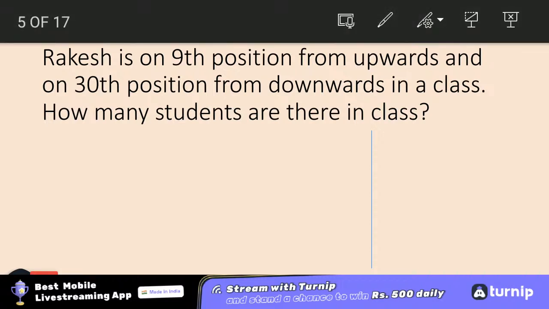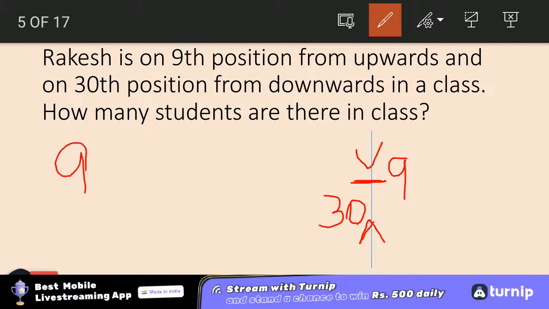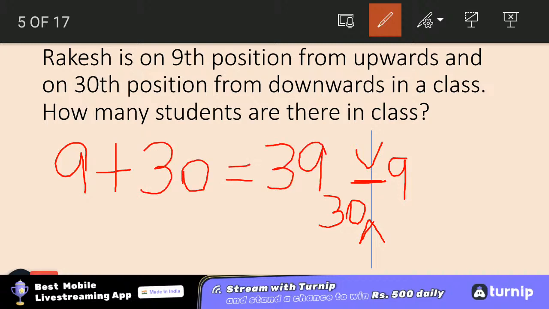Yes. So if I start explaining, I'm getting the correct answer. Rakesh's position is 9th from the top if I count upwards and 30th from downwards. So if I'm talking from downwards, he is 30th. If I am talking from upwards, he is 9th. So how many students are there in the class? 9 plus 30 gives us 39. There are 39 students in the class.